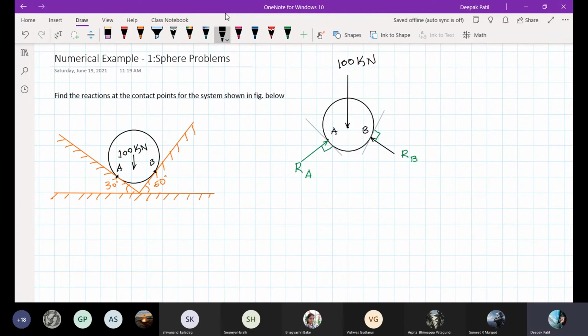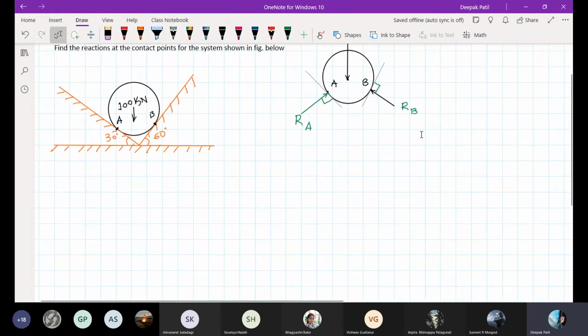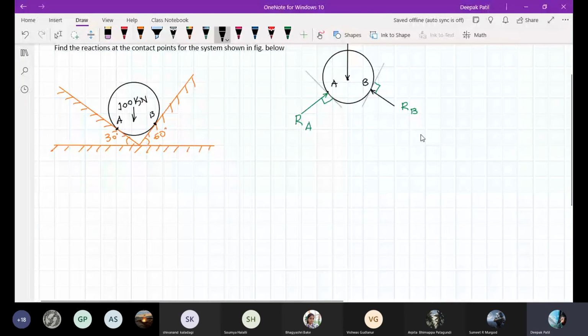Are you clear with this diagram? Yes, sir. Okay, then let me redraw this diagram so that it becomes very easy for me to apply Lami's theorem.